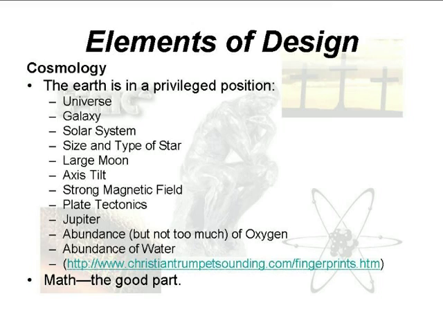The size and type of our sun, or our star. If we had a large, massive star putting out lots and lots of energy, that would be bad. If we had a small, tiny sun that was putting out drops and drops of energy, that would be bad. We have a large moon.